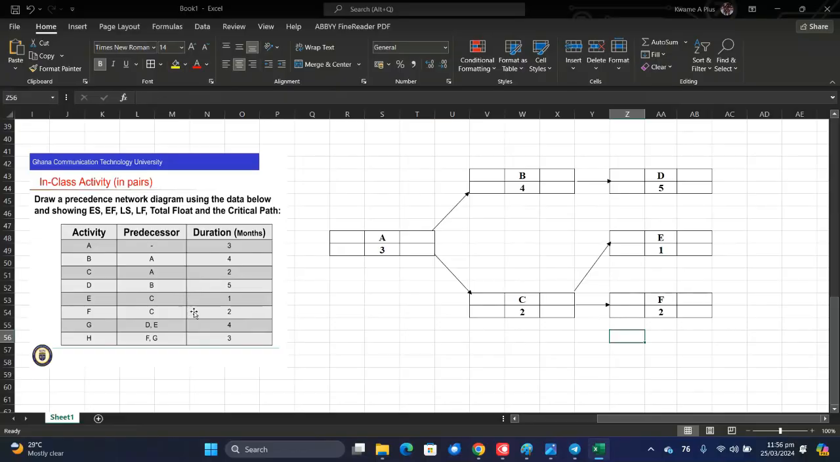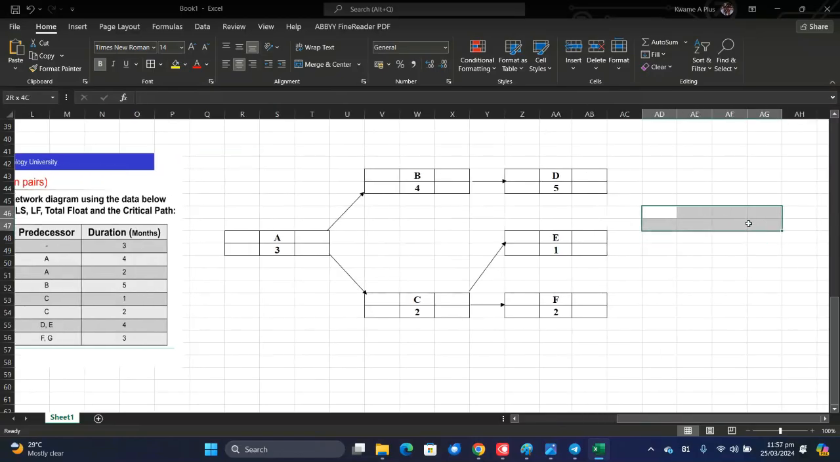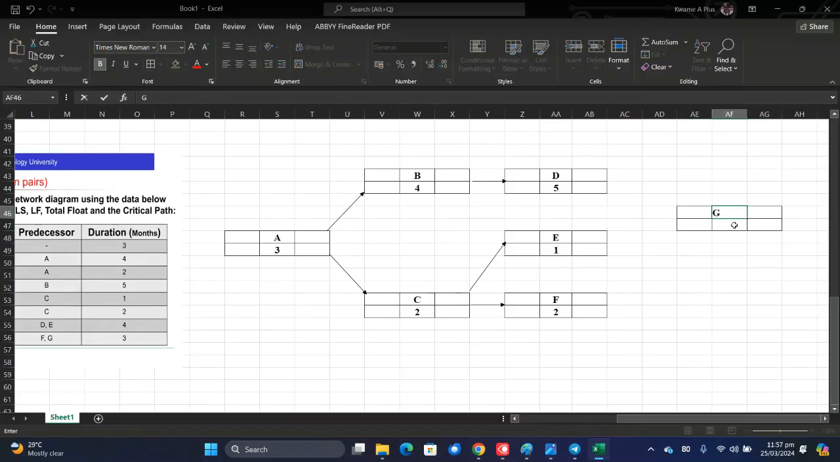And then we have DE precedes Jane. DE precedes Jane. So let me put Jane here. Jane somewhere here. Jane, 4. DE.